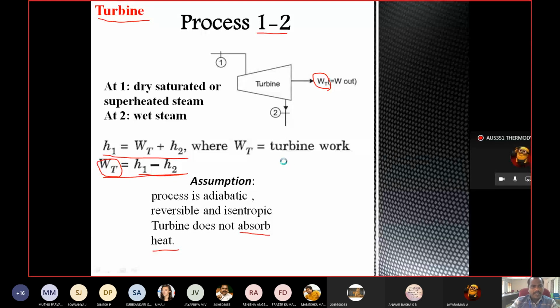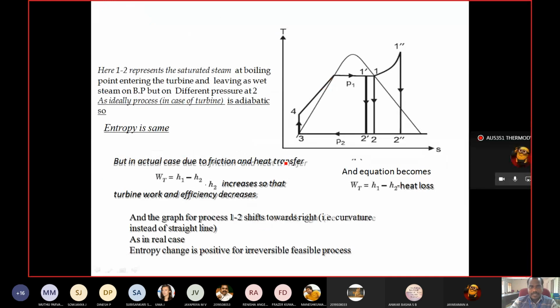Here also we are discussing the turbine. Here 1 and 2 represent the saturated steam at the boiling point entering the turbine and leaving as wet steam at the boiling point, but at a different pressure at state 2, as the ideal process in the case of a turbine is adiabatic. So we can compare this. So this is the turbine process. This is actually the isentropic process, but there is a pressure difference at state 2. The difference between the pressure in state 1 and the pressure in state 2 is adiabatic, right? So there will be a shift. So this will come here or maybe come here, right?